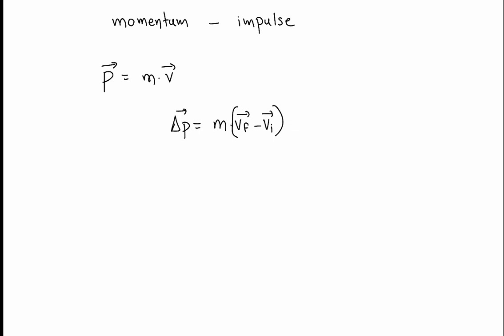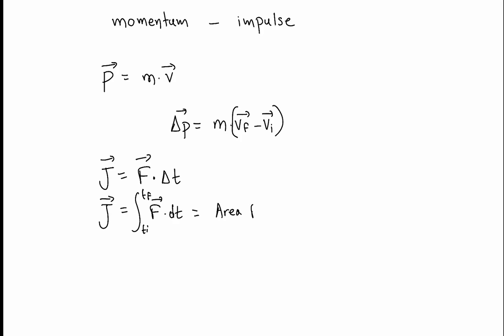Now, we continue with the concept of impulse. The impulse of a force is the product of the force multiplied by the time that the force acts. This is if the force is constant, or if the force is a non-constant force, then the impulse is the integral from time initial to time final of force times dt, or equal to the area of the force versus time graph.